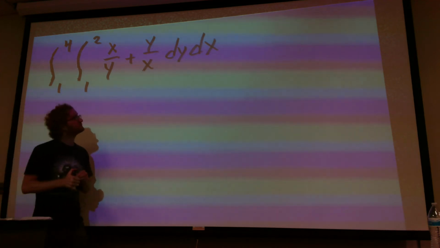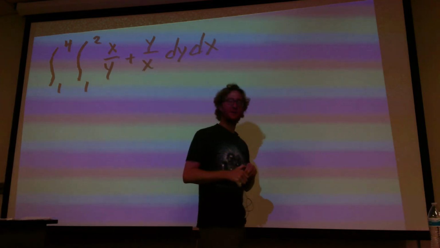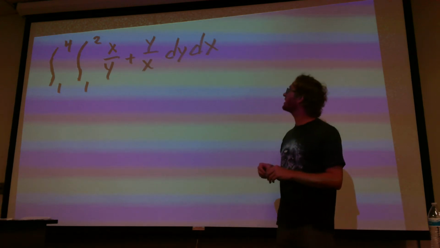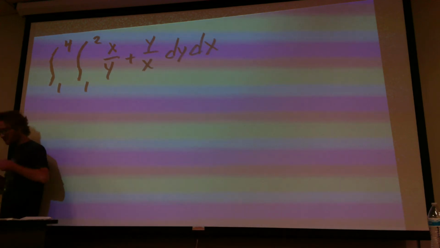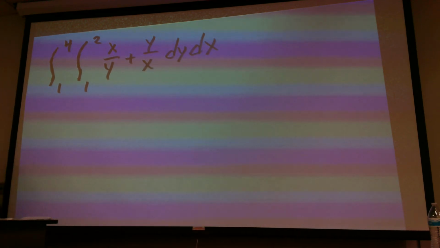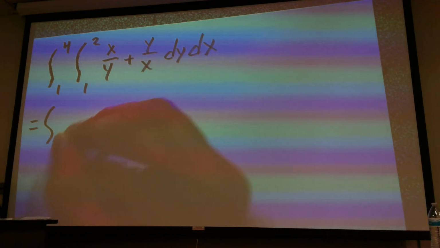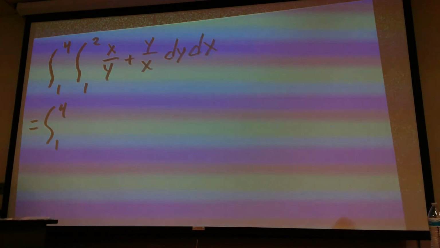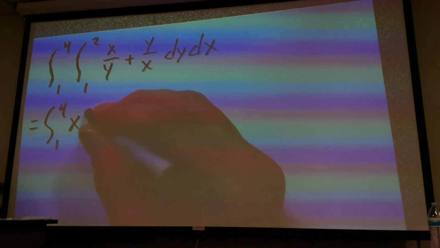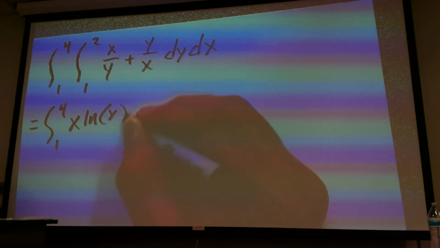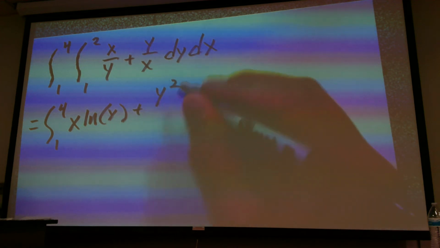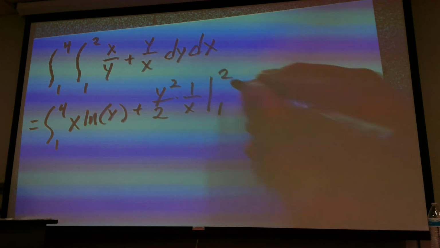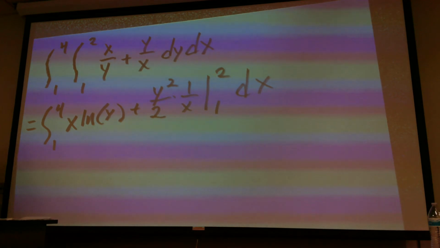Okay. So then we have to consider, all right, now we have to integrate 1 divided by y and y. All right? So, what will this come out to be? So, that would become the integral from 1 to 4. All right, now 1 divided by y would be x times the natural log of y. Okay? And it's going to be easier to write this one just like this, plus y squared divided by 2 times 1 divided by x. Now evaluated at 1 and 2. And we still have our dx, because we haven't integrated the x values yet.